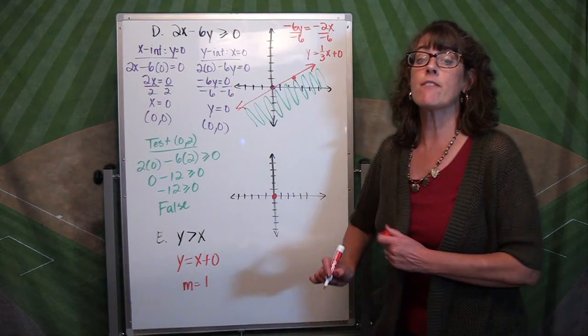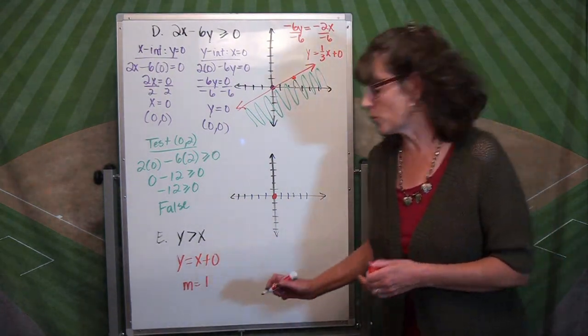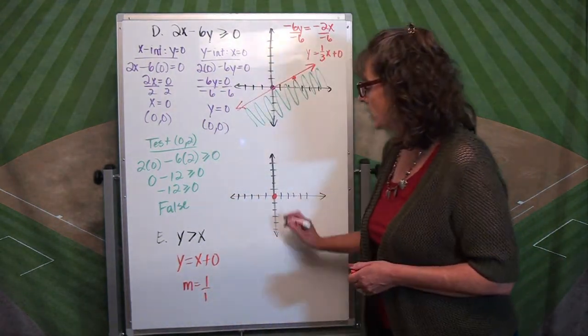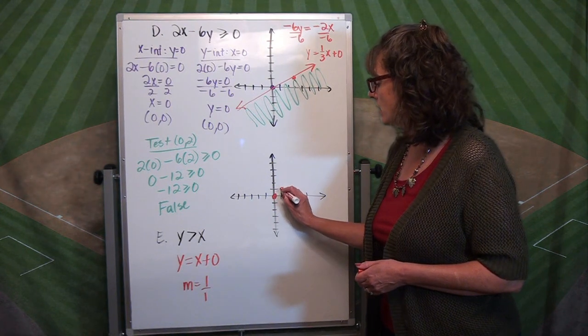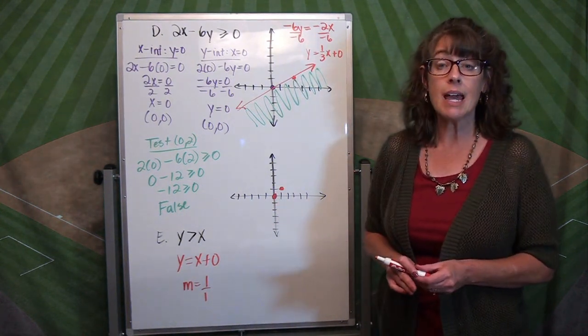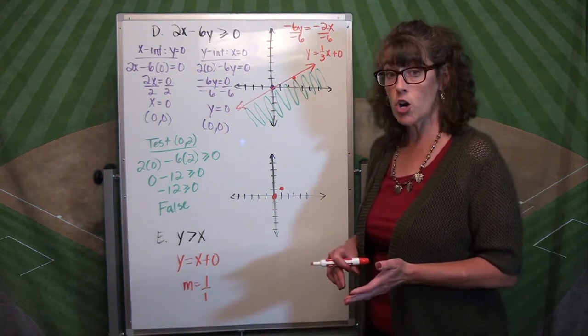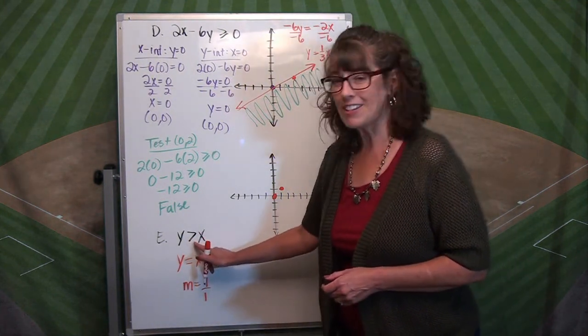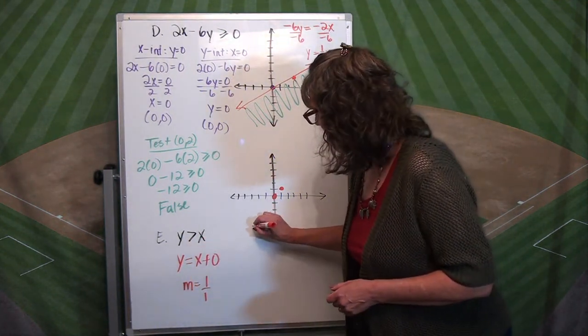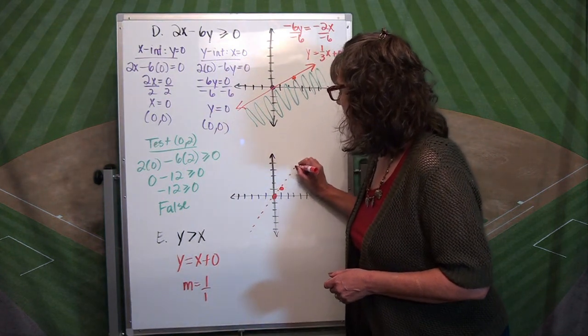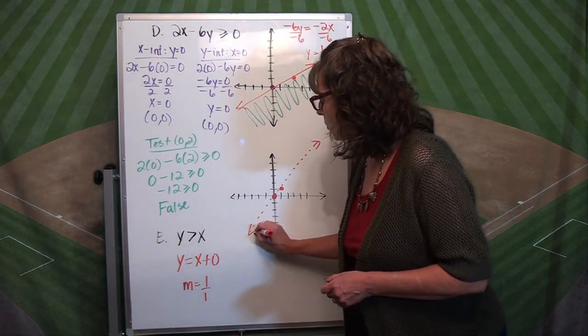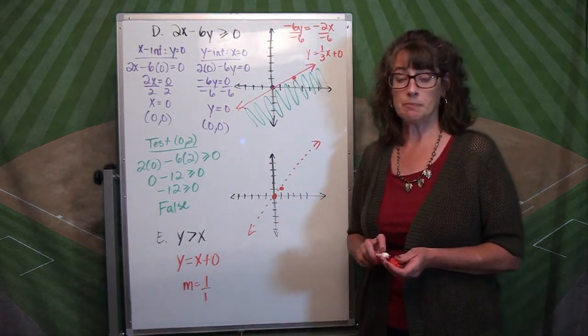And remember, if I have to have a fraction, rise over 1, then I'm going to put it 1 over 1, meaning I'm going to come up 1, right there. Now, I'm going to connect them to make that line solid or dotted. Dotted, there's no equal to part. So I'm going to connect them with a dotted line, reminding me that nothing on this line will work. Nothing on the line is a solution.